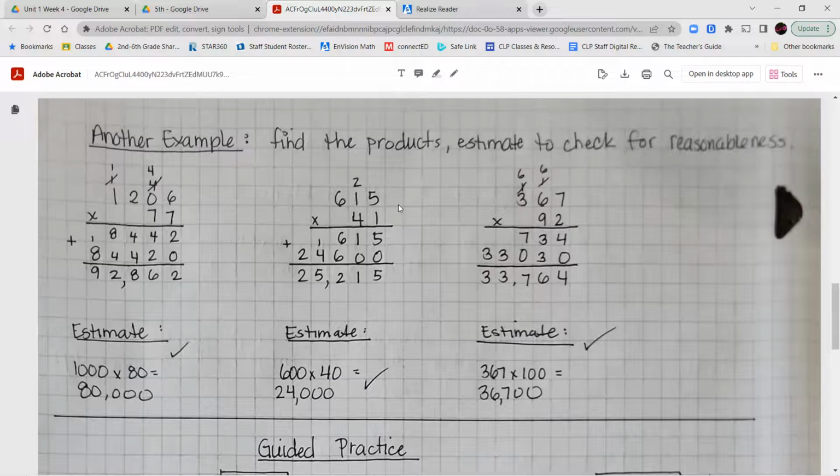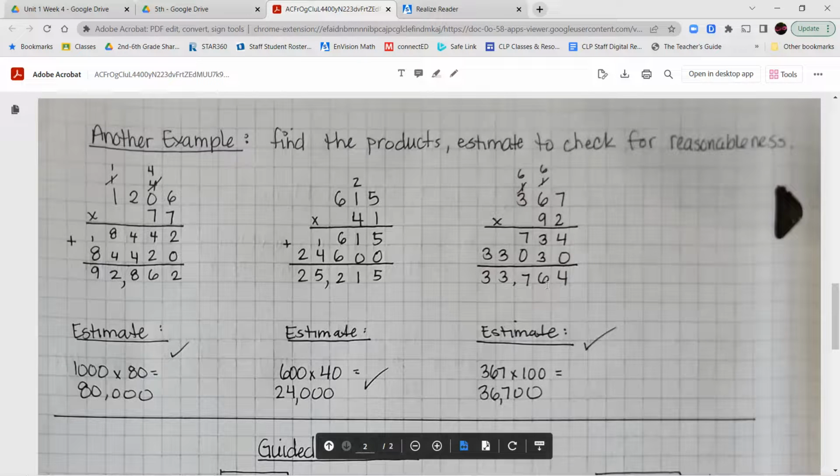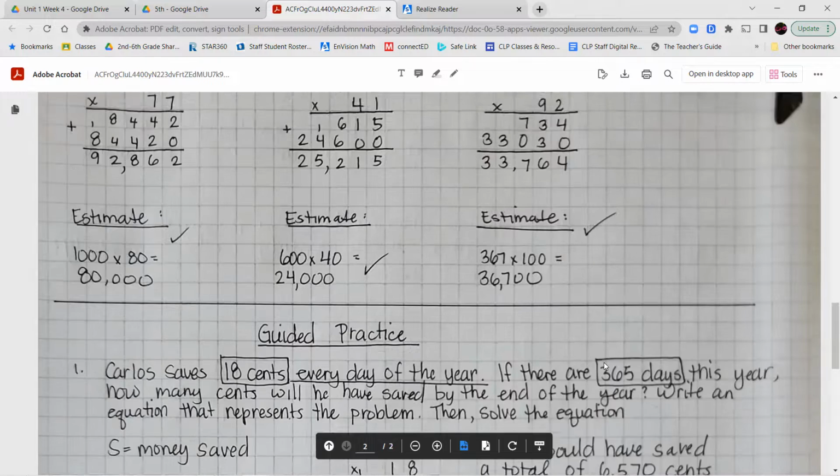And my last example is 367 times 92. I estimated that as 367 times 100, which gave me 36,700. And then began doing my standard algorithm. I found that the product of 367 times 92 was 33,764, which is close to my estimate of 36,700.